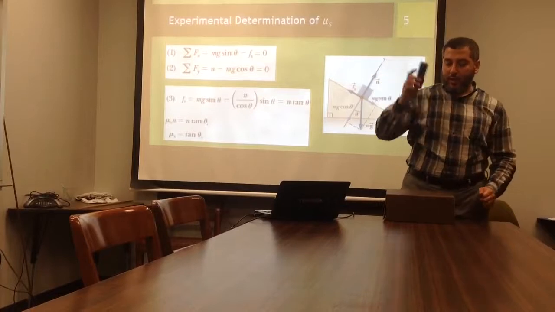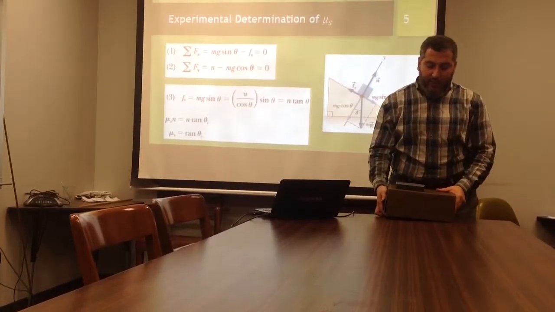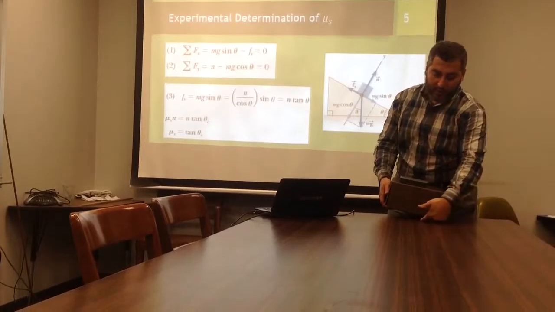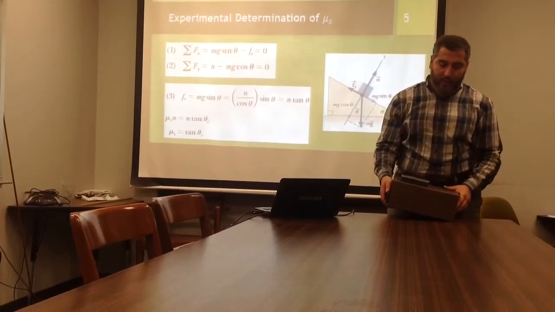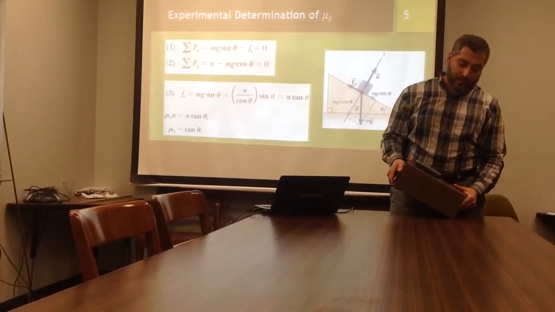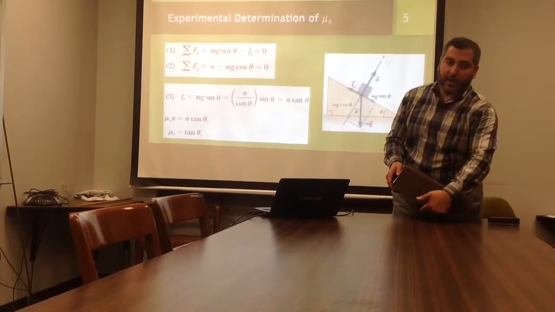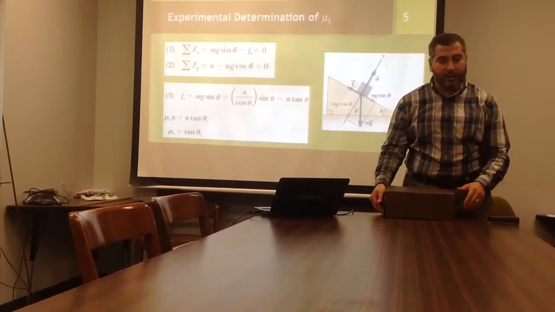How can we measure mu s? If we have the object like this on top of the surface, and we start making an angle with the horizontal, we are going to increase the angle until the object starts sliding down. Right before it slides down, we stop and measure this angle and call it the critical angle.